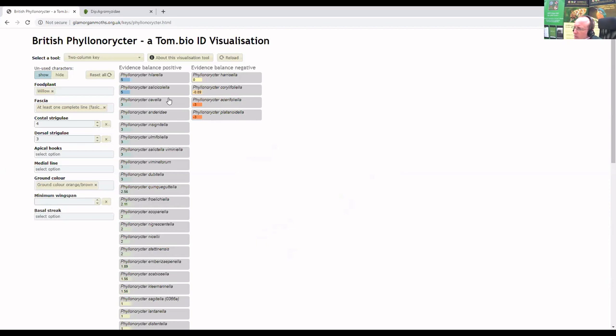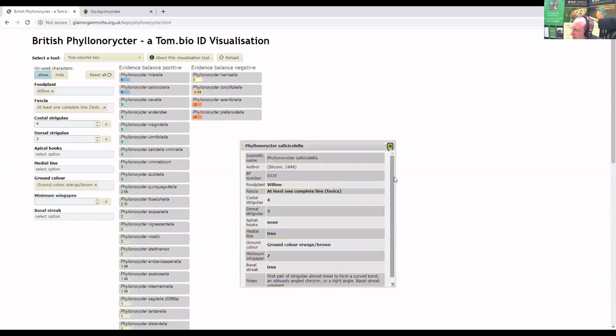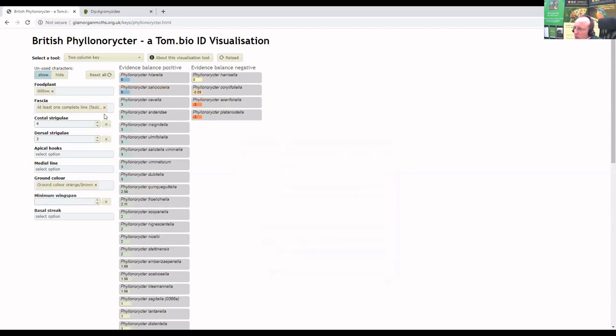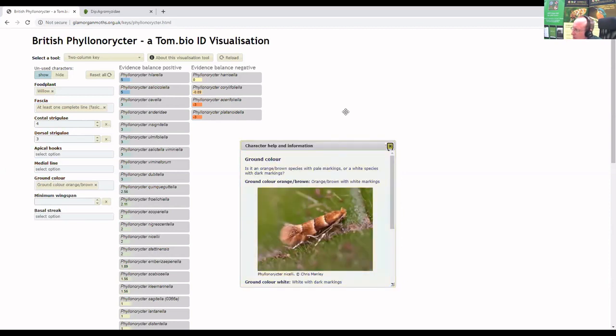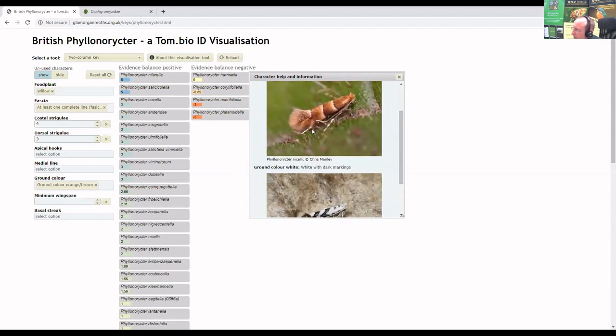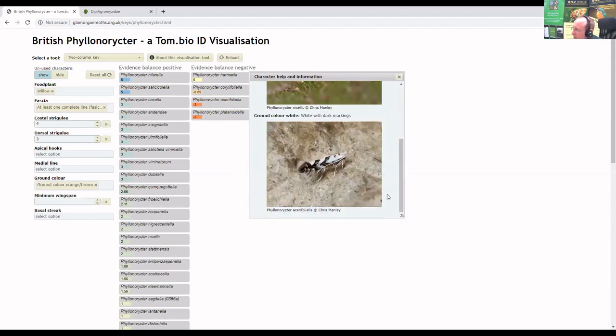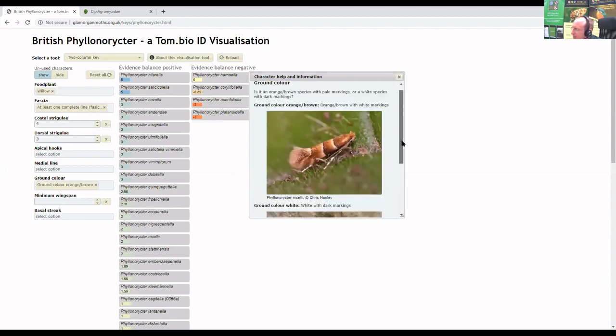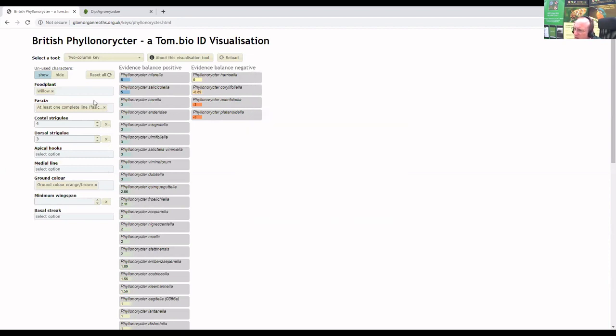Let me have a look at some of these images. A lot of the images that are in here are from Chris Manley. Yeah, so there you go. That's an orange moth. That's a white moth. It's as simple as that. So yeah, that's the sort of 2-column version.